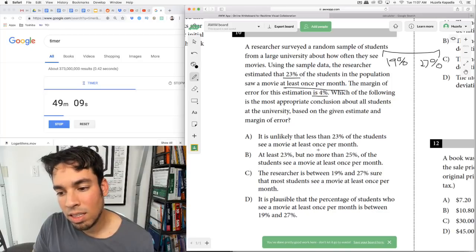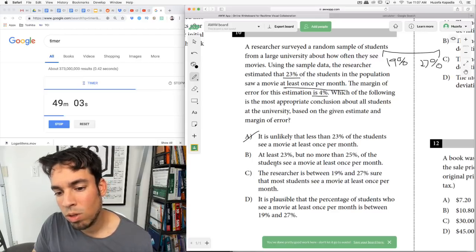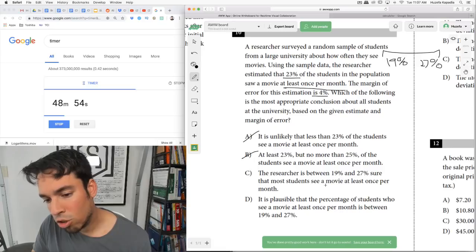It is unlikely that less than 23% of the students see a movie. No, I mean, it's not, because we've got that margin of error. I wouldn't say that. It is at least 23, but no more than 25 see a movie. No, because the margin of error gives us up to 27%. The researcher is between 19 and 27% sure that most students see.